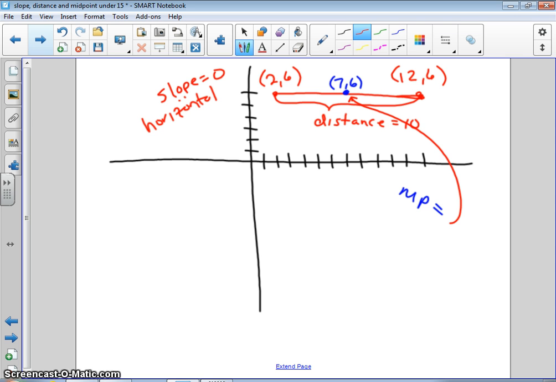So this is everything you need to know about distance, slope, and midpoint for your geometry SOL. Again, I would advise you to check out the video that I have solely on slope. If you have any questions about this, make sure that you see your math teacher before you take the test. Now, good luck and keep studying.